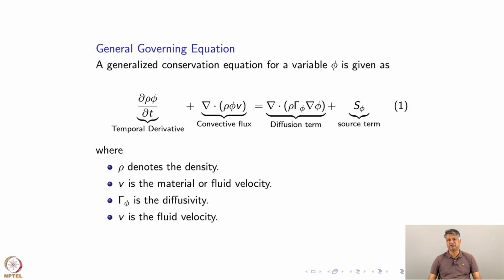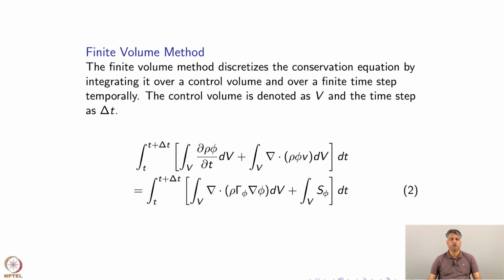So typically this is the method. We have some sort of generalized conservation equation with some variable phi. We have a temporal derivative of the variable. We have the convective flux. We have a diffusion term, and we have a source term. If you look at the finite volume method, it discretizes the conservation equation by integrating it over a small control volume and over a finite time step temporally. The control volume is denoted as V and the time step as delta t.